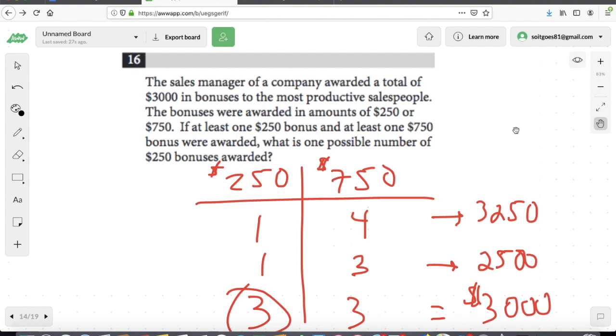It's not going to be a big number. We're not talking about, like, 423 $750 bonuses. It's going to be a small number. Relatively small. And I think if you test values, 3, 6, and 9 would work of the $250 bonuses. But just test the values.